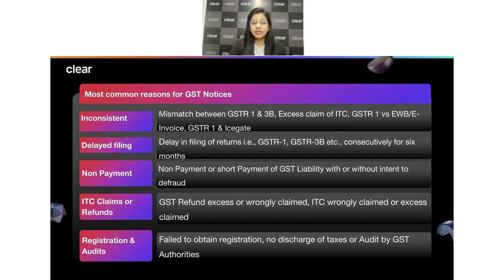Or maybe you have taken a fake registration. In such case, and we would have heard a lot about fake invoices and all, the department may come up and raise a notice. Similarly, when there is a case where you have not taken the registration but you are liable to take the registration, in such case also you would see that the department may come up and raise a notice.